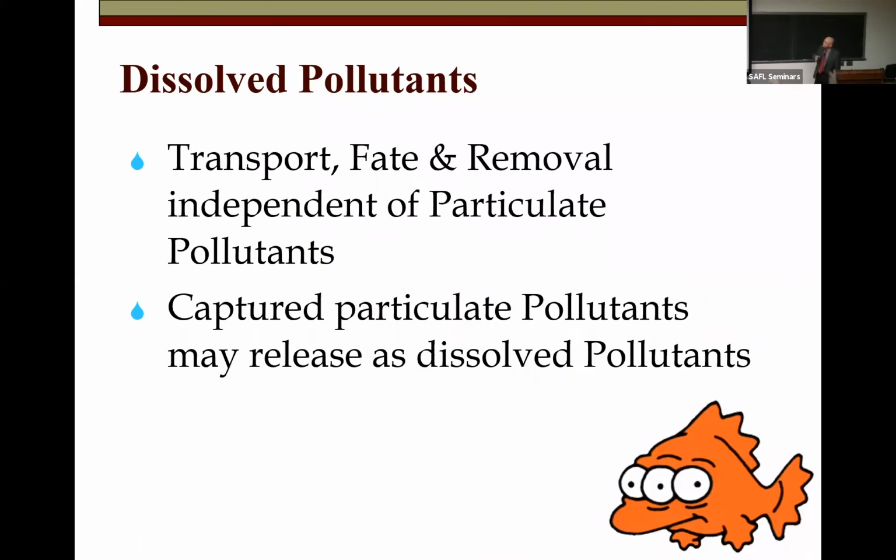So shifting to the dissolved phase, then we're really talking about something independent. It's a different treatment mechanism. We have filtration and removal for the particulate side. Now we're talking about the dissolved fraction.